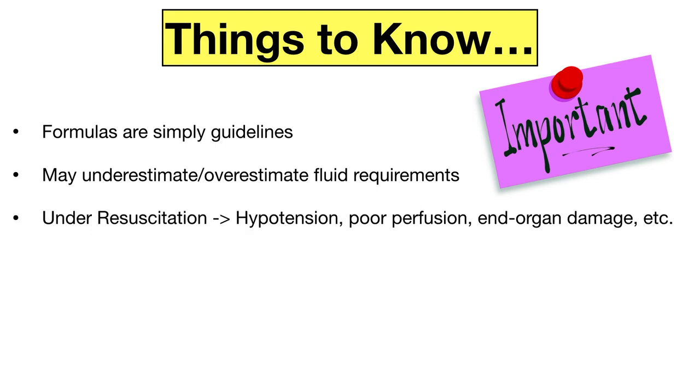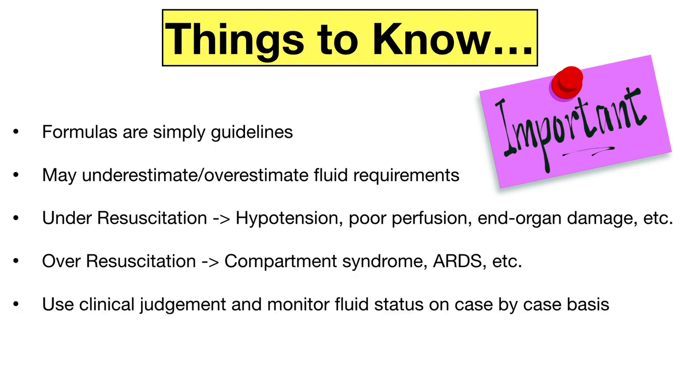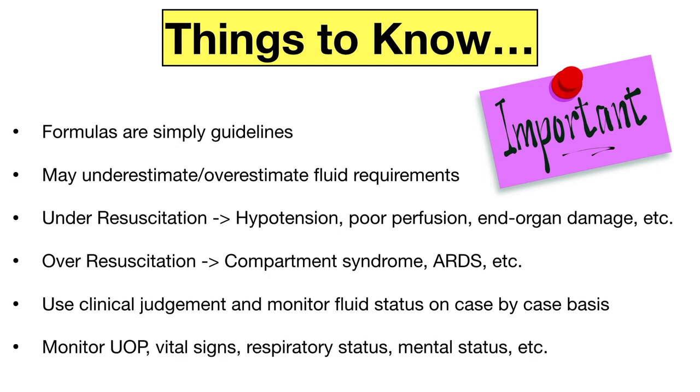Underfluid resuscitation can lead to hypotension, poor tissue perfusion, acute kidney injury, end organ damage, among others. Over-resuscitation can lead to compartment syndromes, acute respiratory distress syndrome or ARDS, among others. Therefore, you'll need to use your clinical judgment and monitor the patient's fluid status on a case-by-case basis. For example, you can monitor hourly urine output through a Foley catheter, as well as the patient's vital signs, respiratory status, and mental status, to name a few ways.